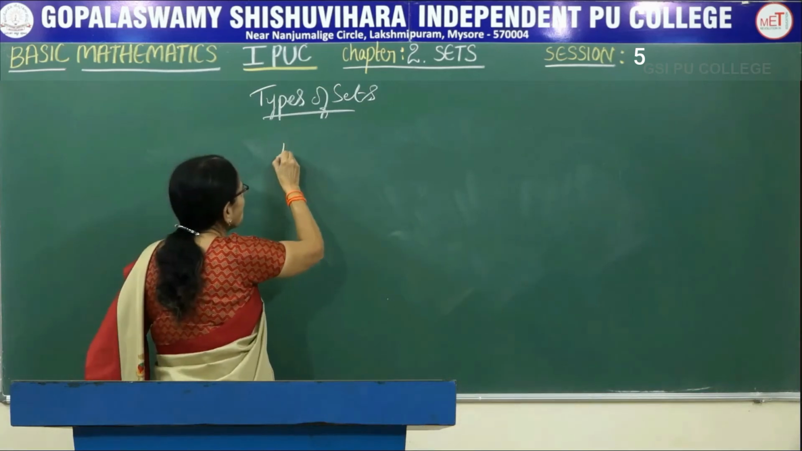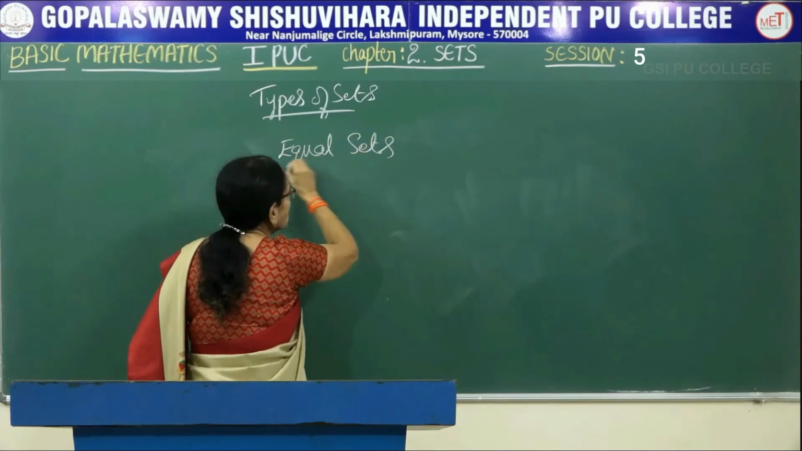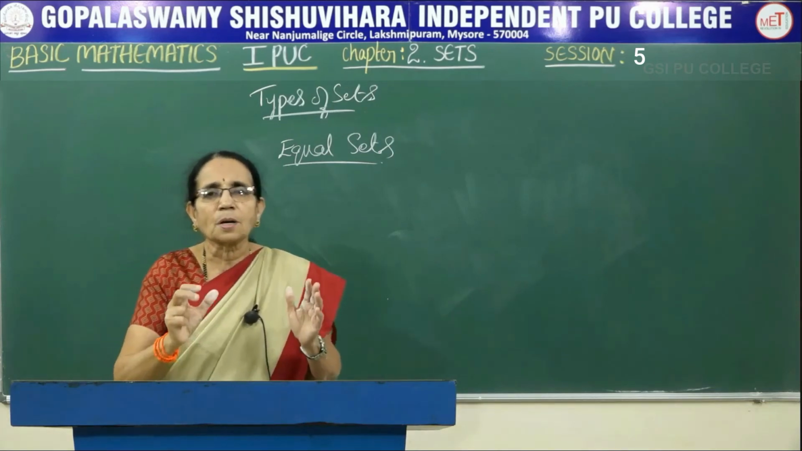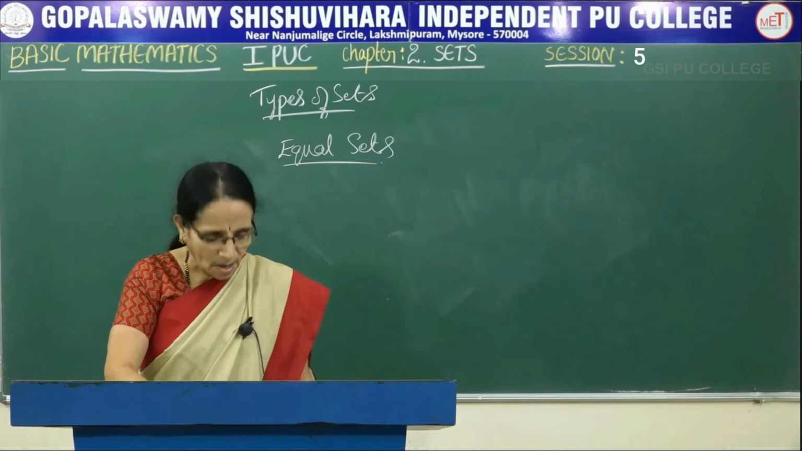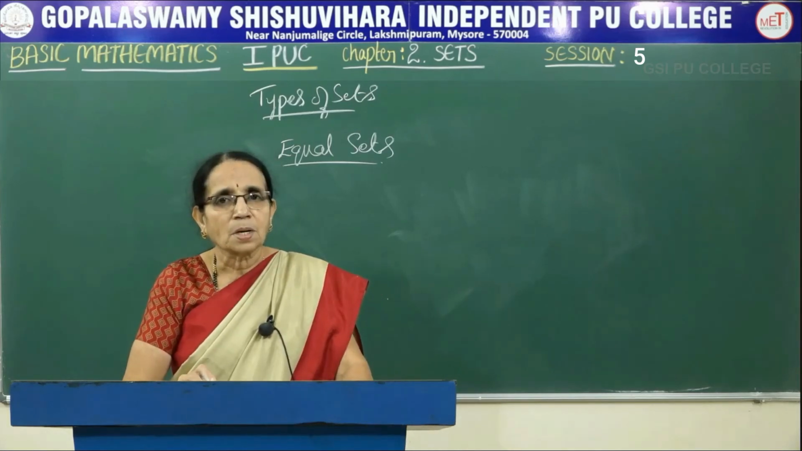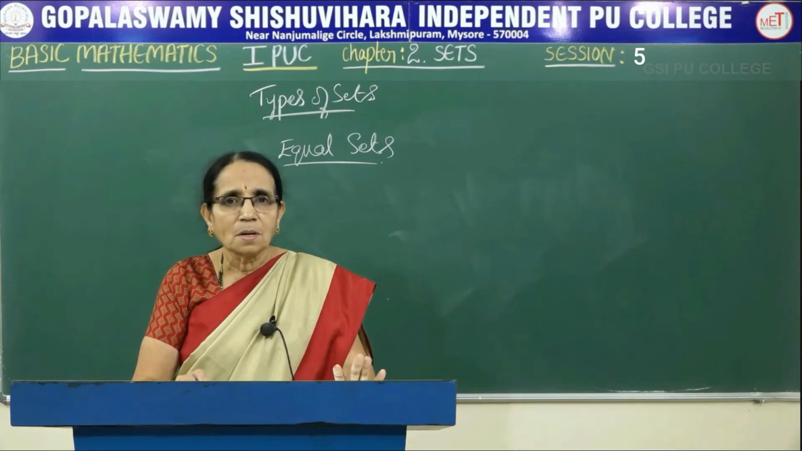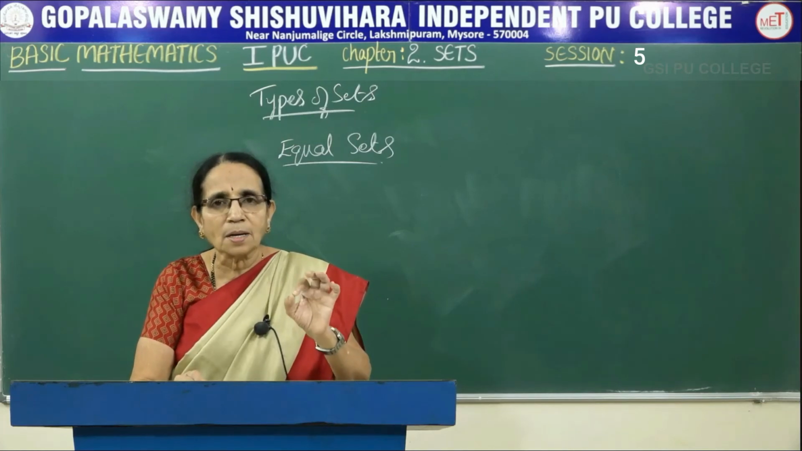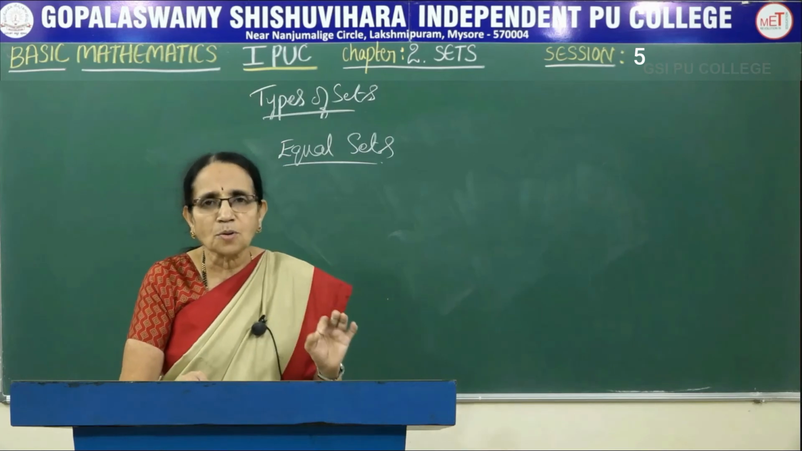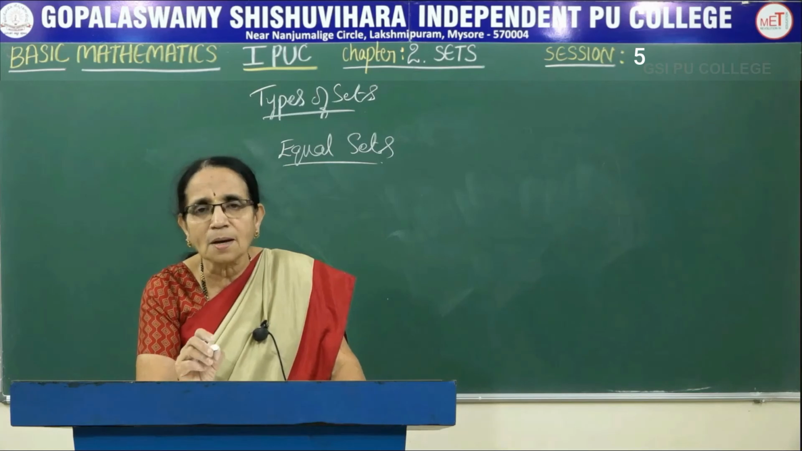The next one is equal sets. What do you mean by equal sets? Suppose we consider two sets here, say set A and B. Now, if both of them contain the same elements, not the same number of elements, but the same elements, we call them equal sets. So, two sets A and B are said to be equal if they contain the same elements.